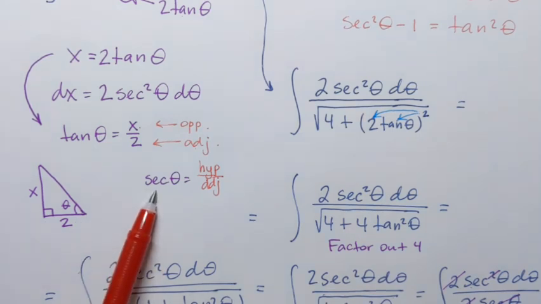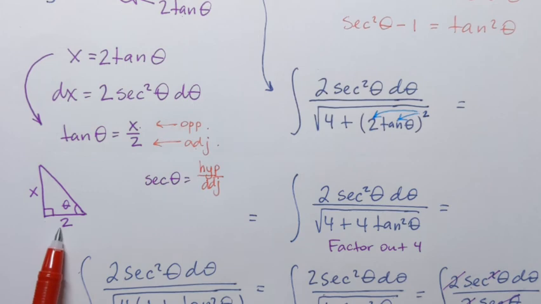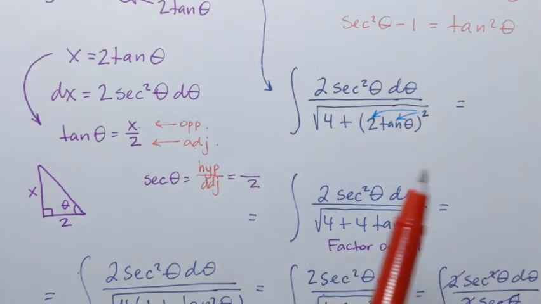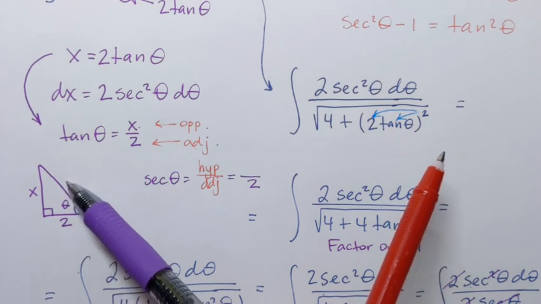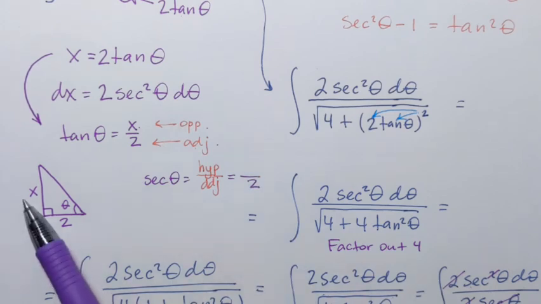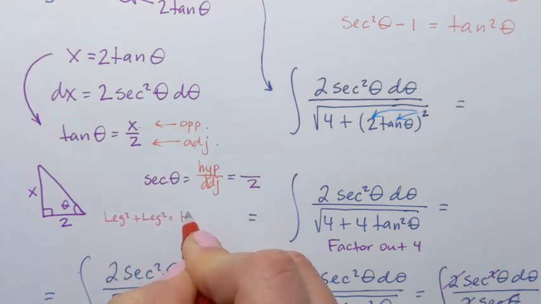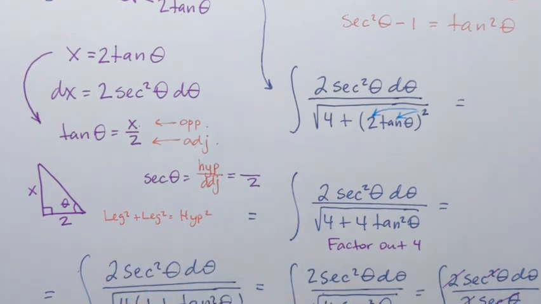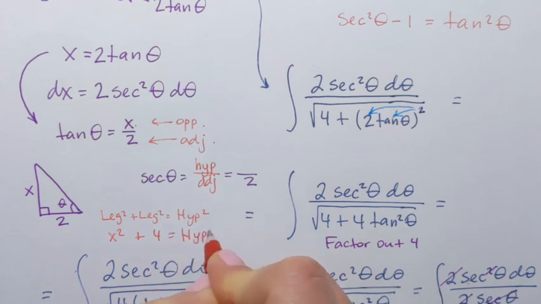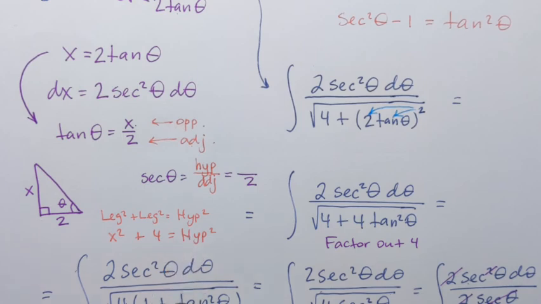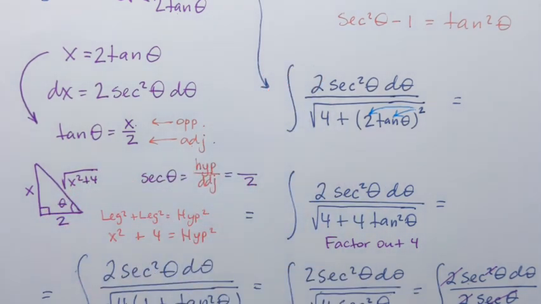So to find what secant of theta is in terms of x, I need to figure out what the hypotenuse of that right triangle is and put that over the adjacent side, which is 2, right? So it's going to be something over 2. Well, that something is the hypotenuse. How do we find the hypotenuse? Well, we know that leg squared plus leg squared is hypotenuse squared in the right triangle. So that's x squared plus 4 equals hypotenuse squared. If I take the square root of both sides to find the hypotenuse, the expression I end up with is the square root of x squared plus 4. So that's the hypotenuse.